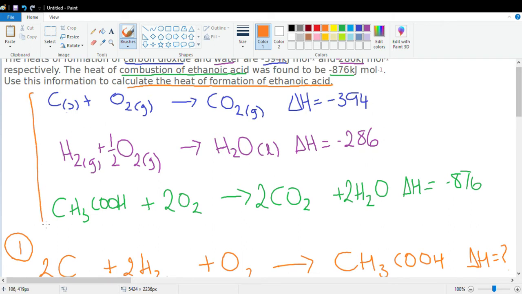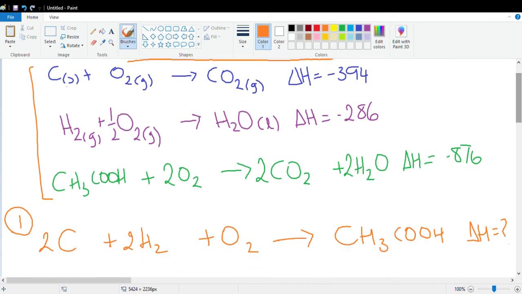What we're going to do in this question is rearrange and manipulate these 3 equations so that when we add everything from the left-hand side together and everything from the right-hand side together, we get this equation down here. We can see that we've got 2 carbons. Those carbons are going to come from here, so we need to make that into 2 carbons. We'll need hydrogens from this equation, and our ethanoic acid is going to come from this equation.